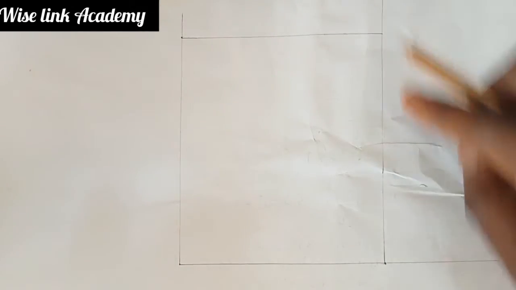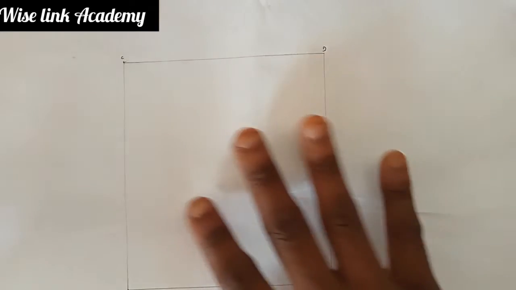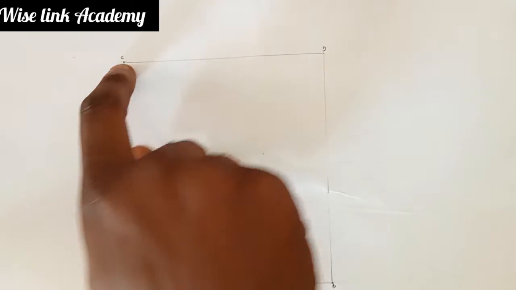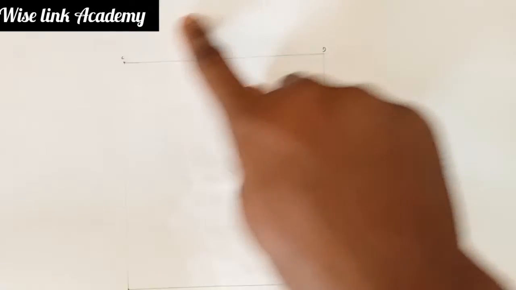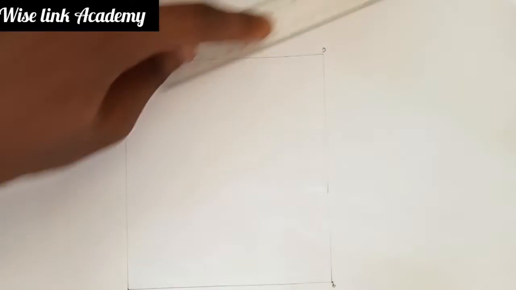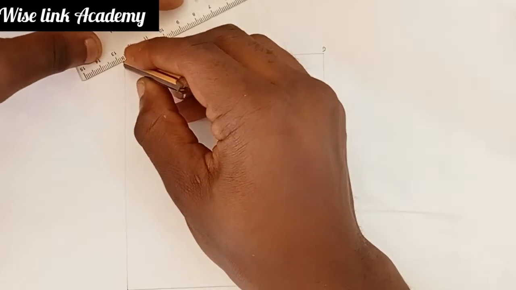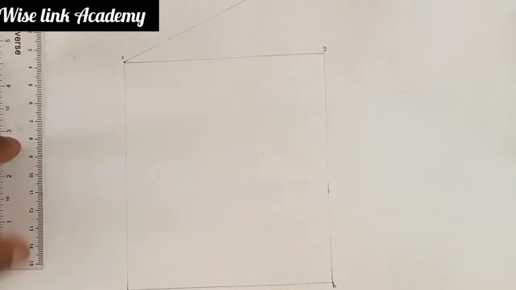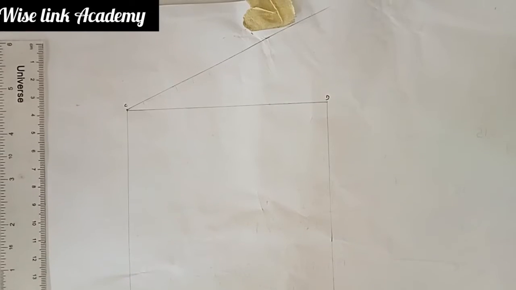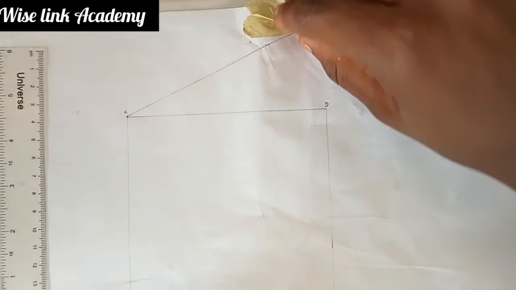You need to clean out all these unwanted lines. After cleaning all these lines, you come to point C. You draw an inclined line of any angle of your choice. You don't need to measure any angle. Just place your meter rule this way at point C and draw a faint line upward. Let me show you. You can see a faint line upward.